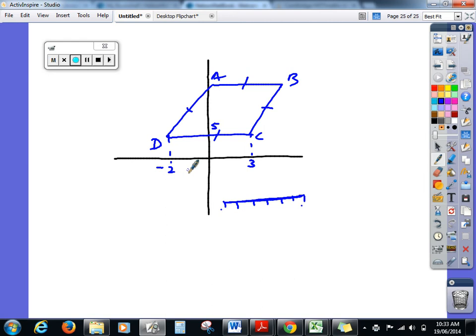The same thing if a vertical line is done. If this is up to a level of 4, and this is a level of 1, then we know the distance is 3. So you can find the distance between points without actually using the distance formula if they are horizontal or vertical lines.